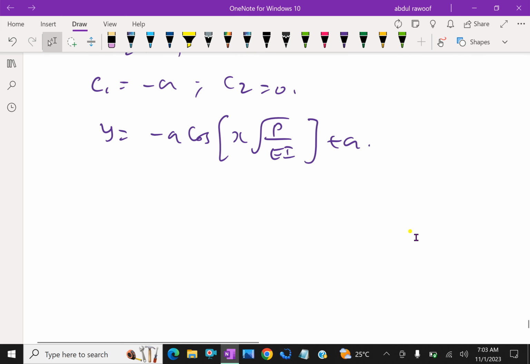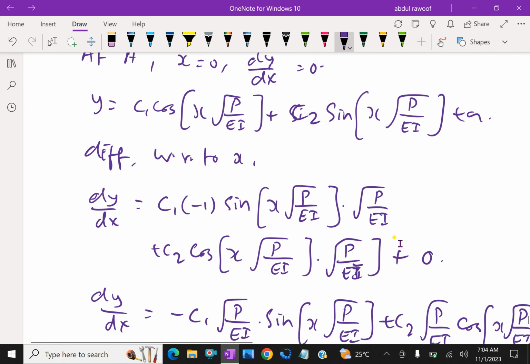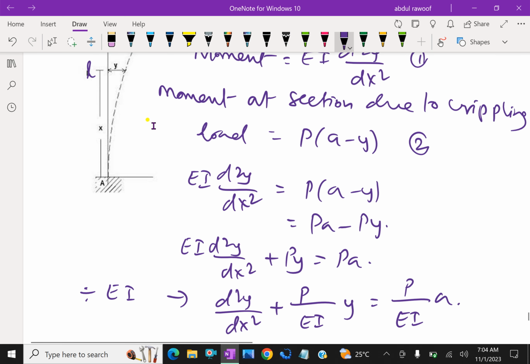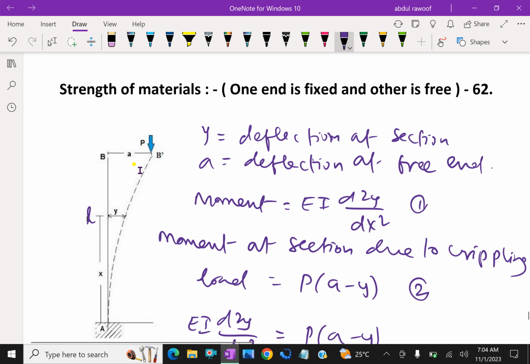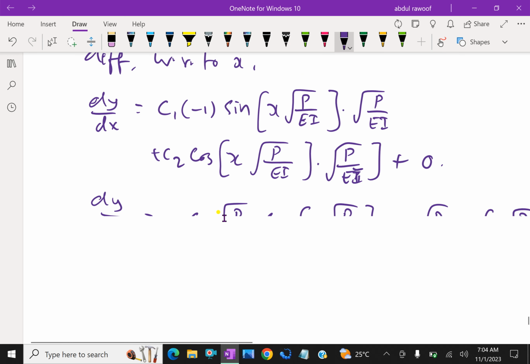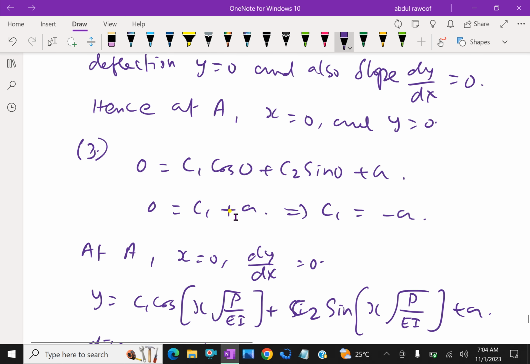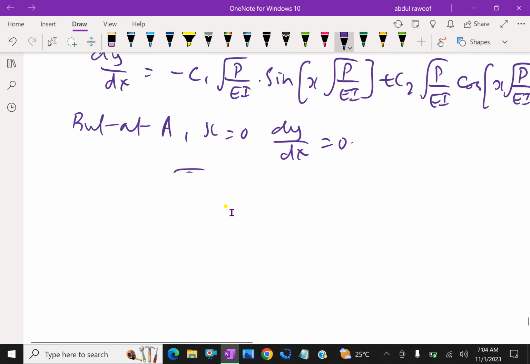And the free end. At the free end, x equals L, because the total length of the column is L, and y equals A. Look at this figure. At the free end, y equals A and x equals L. This x equals the complete length L. Now use these conditions, we can get it now.